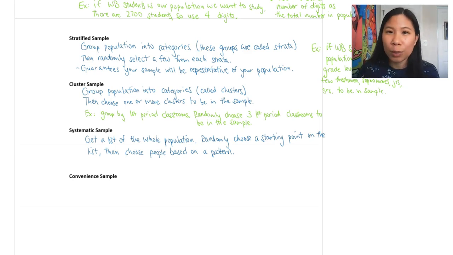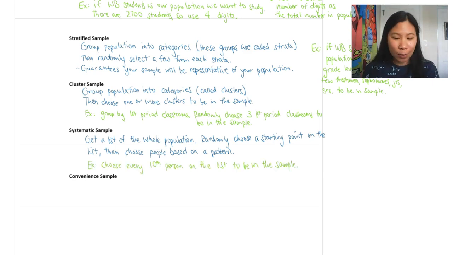Then you're going to choose your people based on a pattern. And when I say pattern, I mean if we go down the list and choose every 10th person or something, or every 5th person, something like that. It just depends on how many people you want in your sample to begin with. Because you're going by every other person, every 10th person, every 100th person, something like that, that pattern right there is what makes it a systematic sample.